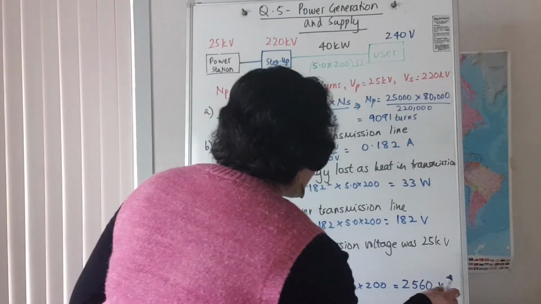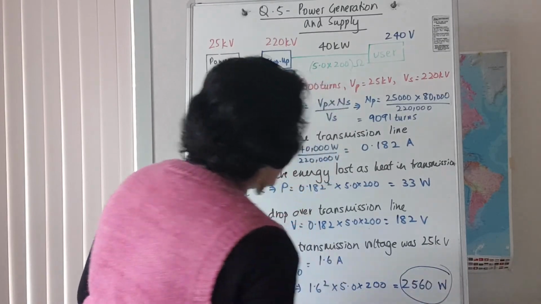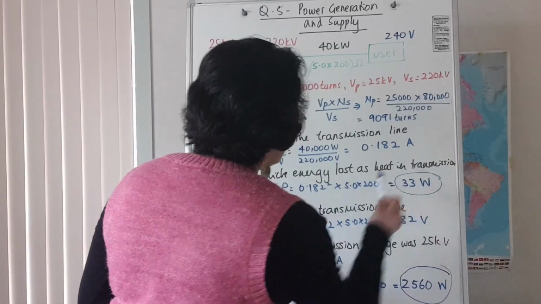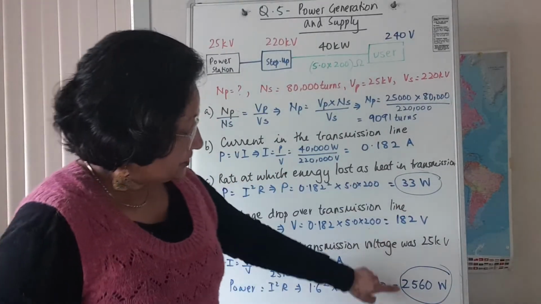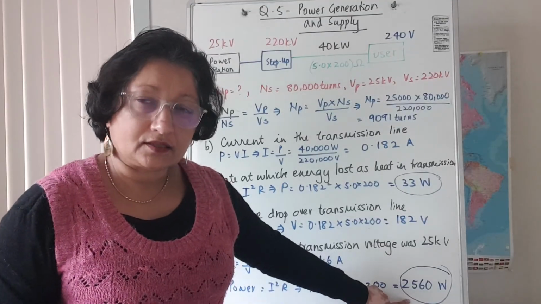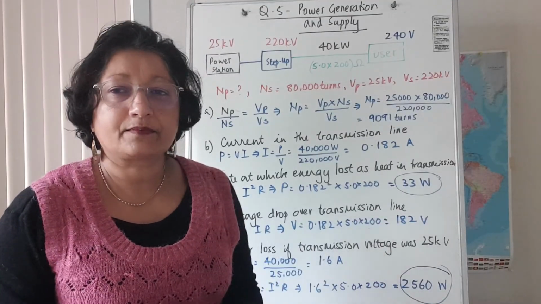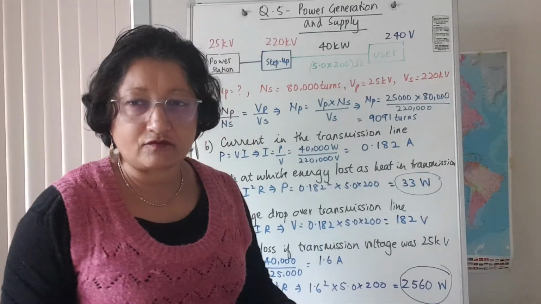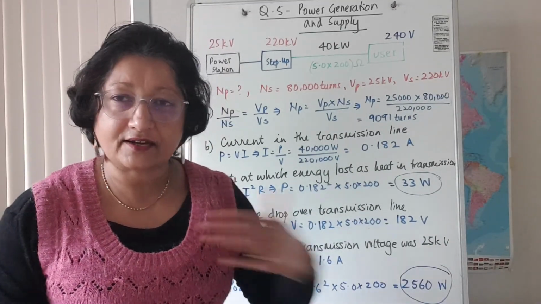So what we are comparing is that if the current is high compared to a small current, you lose a lot of energy in the form of heat. So that is why electricity is transmitted at high voltages and small currents.